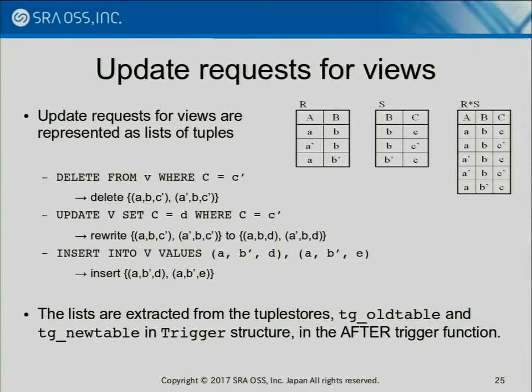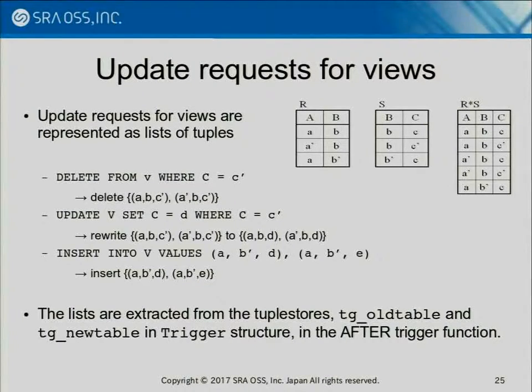Delete from V where C equals C dash is expressed as delete A, B, C dash, A dash, B, C dash. That's a list of tuples format. Also, update V set C equal D where C equals C dash is rewriting this tuple to these tuples. In the case of an insert statement, it's simple, just inserting a list of tuples.